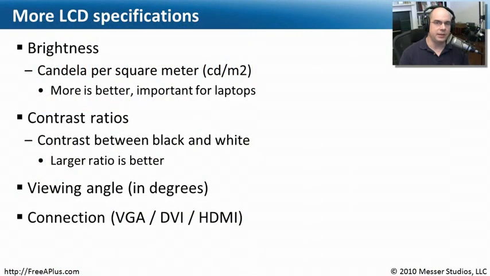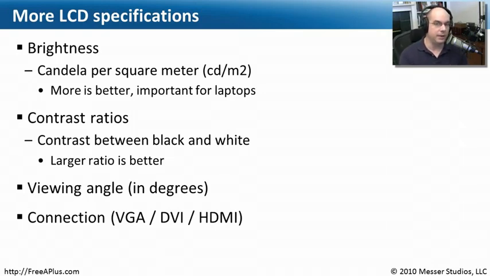LCD displays don't use the light in the room, and they don't brighten themselves in the crystals themselves. We actually have lights behind the display that send light through the polarized layers and out through those different pixels. There are different ways to light the back of an LCD screen.